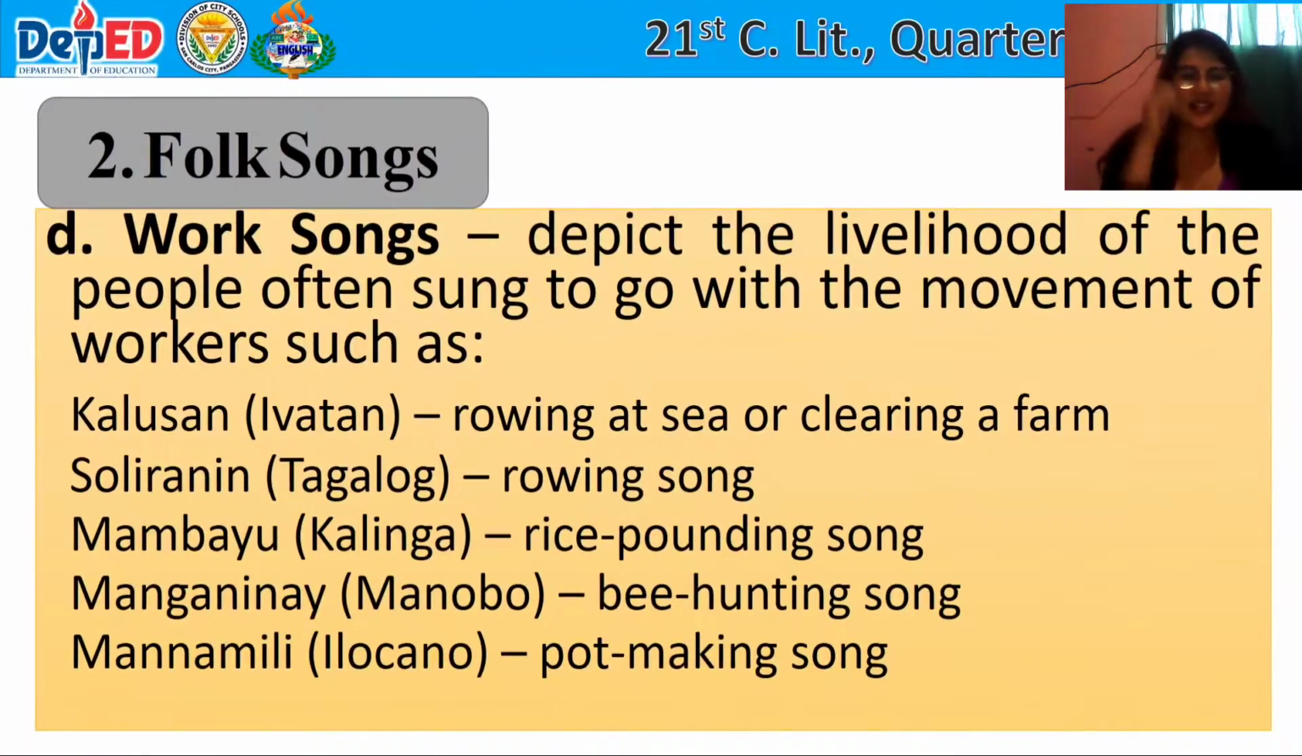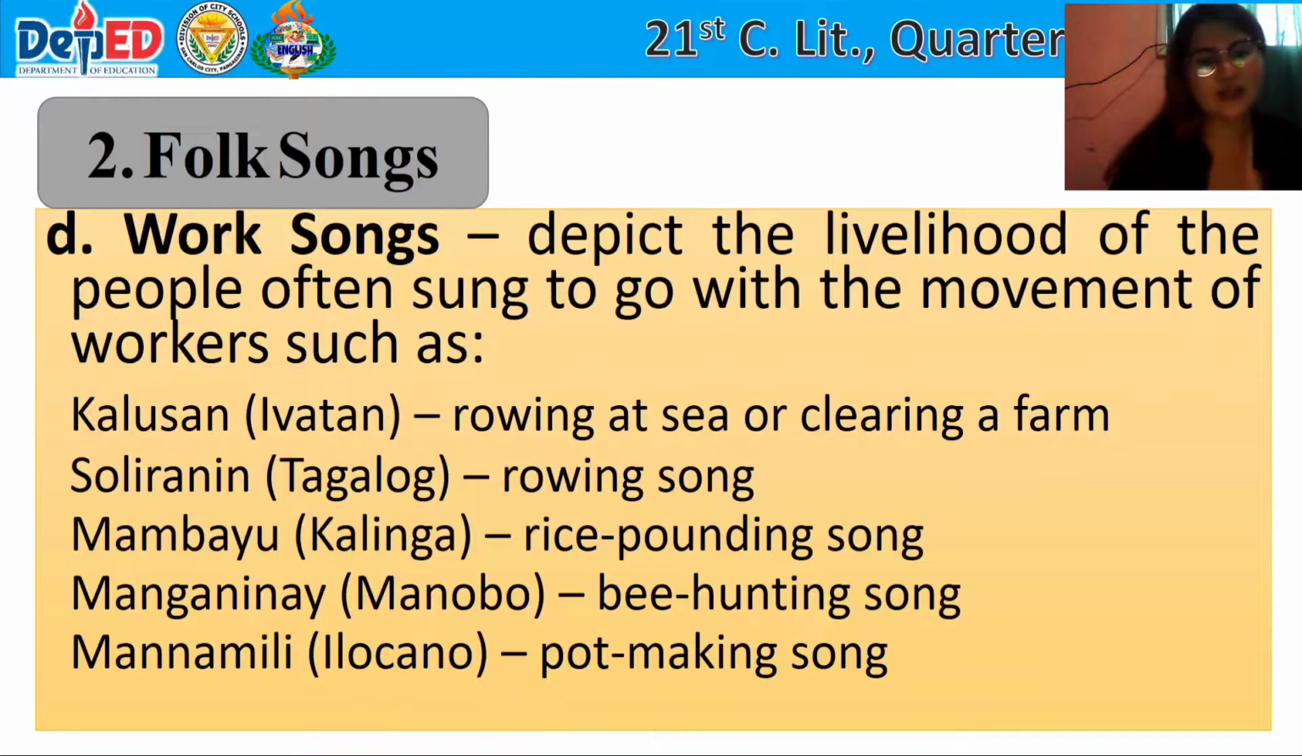And next is work songs. So, of course, if there are love songs, there are also work songs. They depict the livelihood of the people, often sung to go with the movement of workers, such as Kalusan in Ivatan language. This is being sung when fishermen are rowing at sea or clearing a farm for the part of the farmers. So, Lirianin, Tagalog, this is a rowing song.